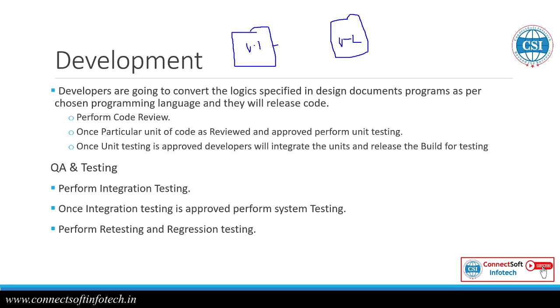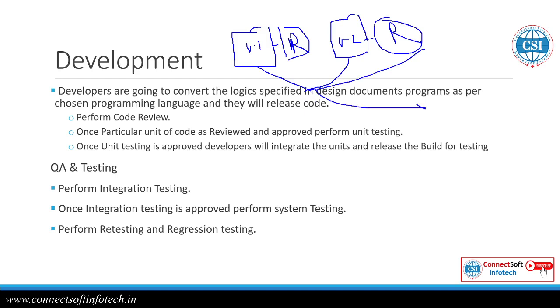Once the code is written, the senior person reviews it. This is reviewed by the senior person, and this is also reviewed by the senior person. Once it is reviewed, they are going to integrate the code. Okay, the unit code they are integrating. Once it is integrated, they release the build for testing for the QA.